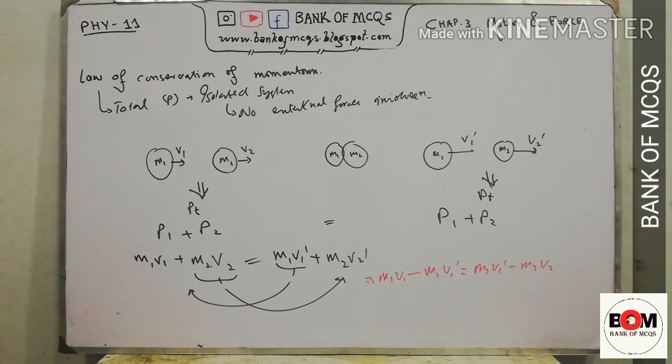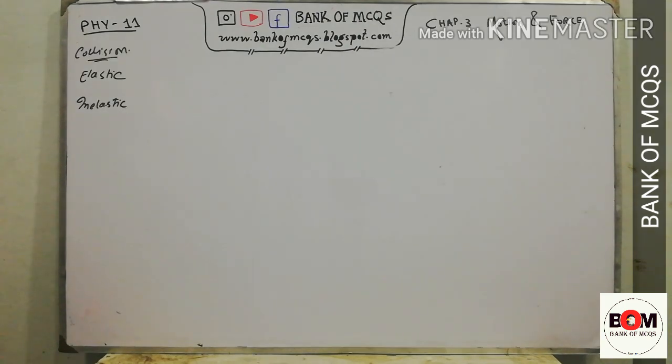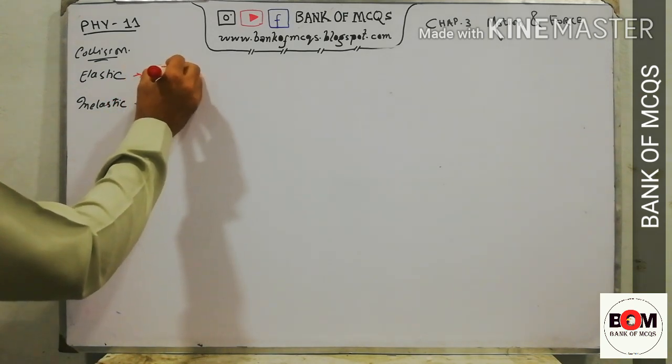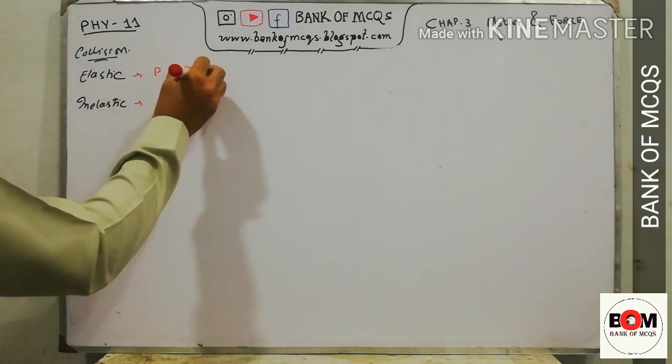The next is elastic collision, and all the equations are derived. Now these are the collision types. The first is elastic collision, the second is inelastic. In both collisions, momentum is conserved.